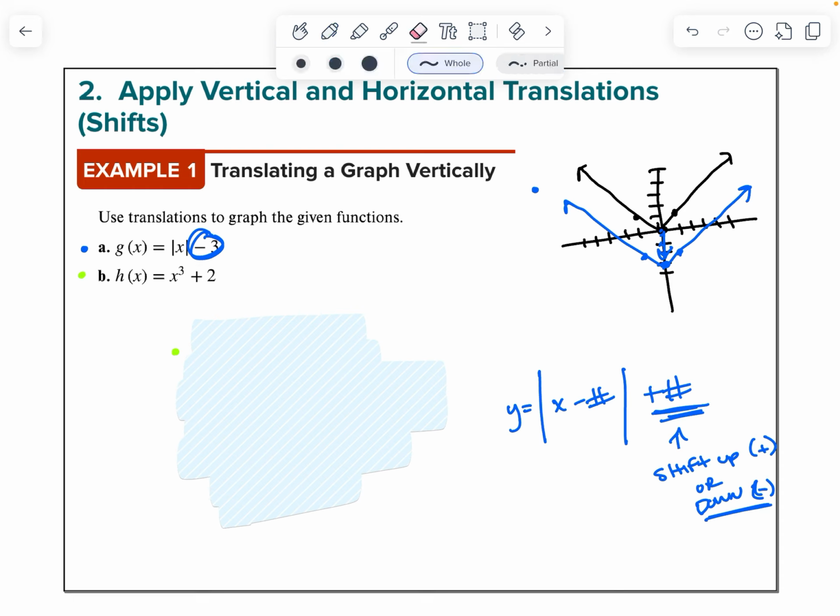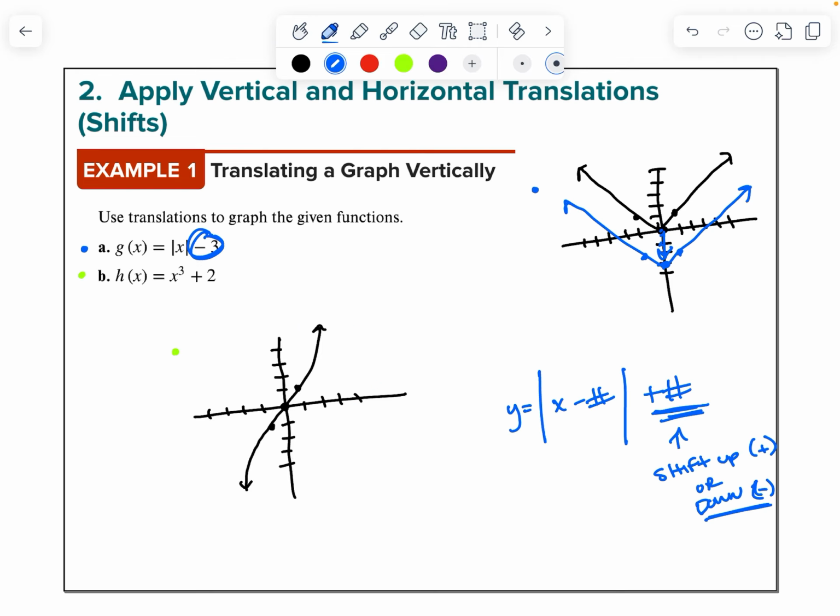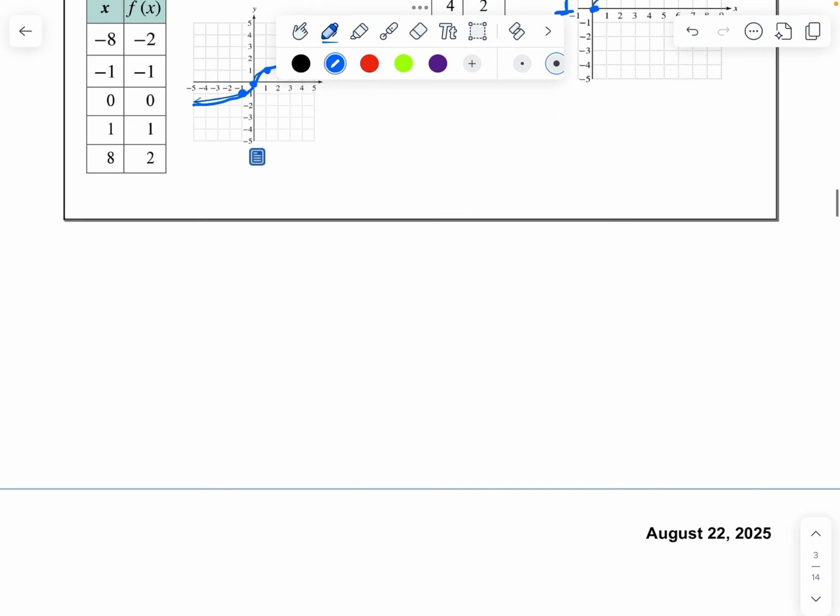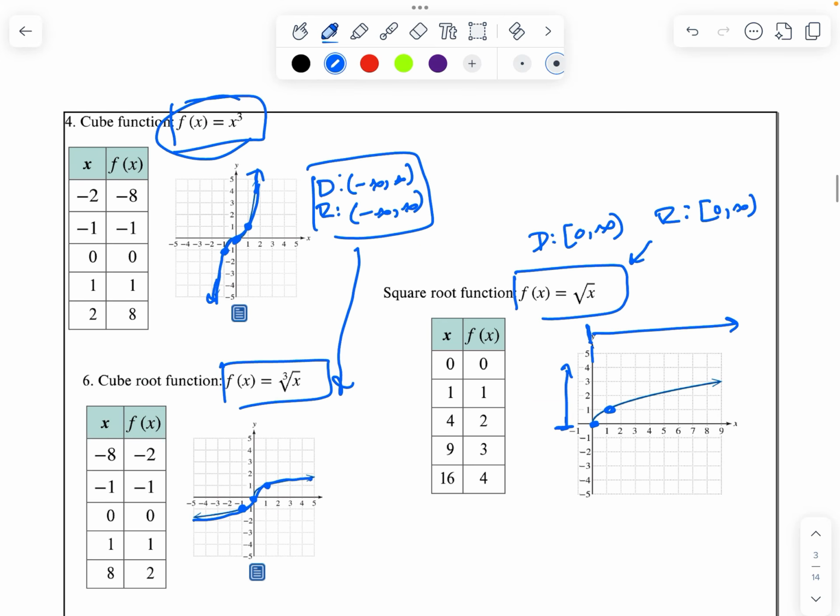We can do the same thing with the next one. You go back and look for your parent function for f of x equals x cubed, right? Because that's the main thing that's happening there. And this is what a cubic function looks like. That's what the parent function looks like. We can go back and look at it if we need to, right there. See it? X cubed.